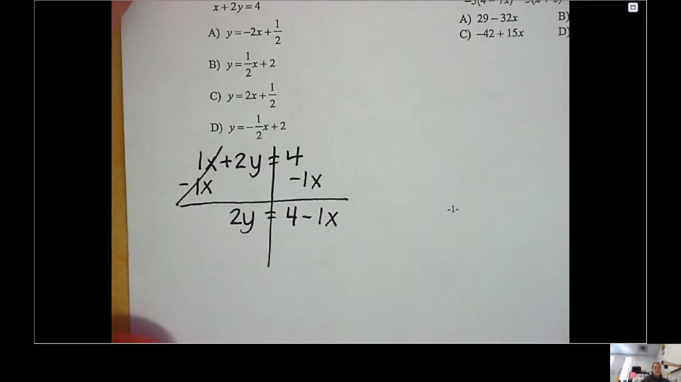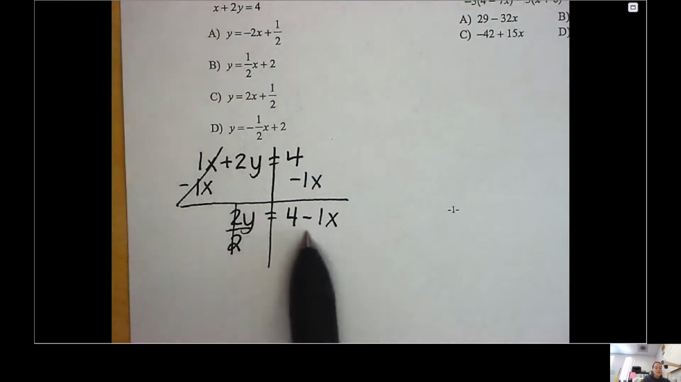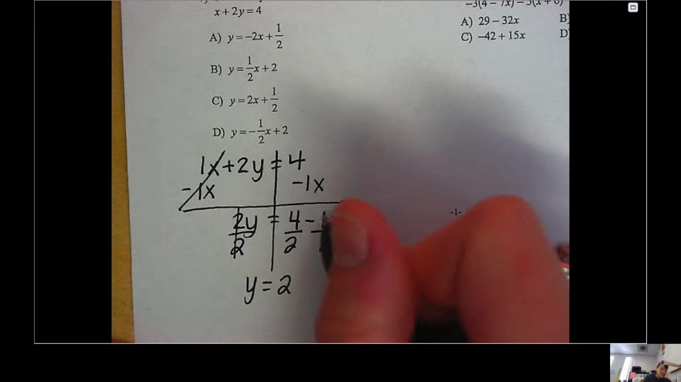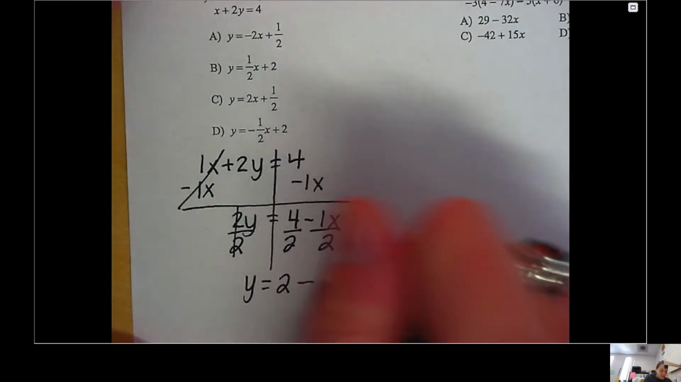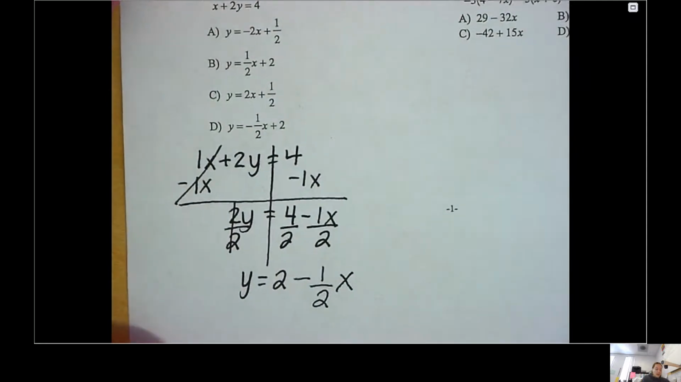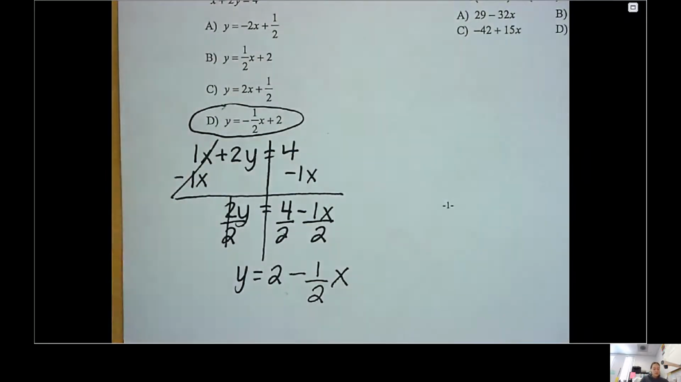Then the last part is get y by itself, so I'm going to divide both sides by 2. When you divide the left side by 2, it'll cancel, but on the right, you have to divide every term by 2, all of them. So I end up getting y equals 4 divided by 2 is 2. Negative 1 divided by 2 just stays negative 1 divided by 2. And then I bring down my x. So there's my answer. It's in a different order up here, right? This is the same one, but it's just backwards. And that's fine. There's nothing wrong with having these two flipped with one another.